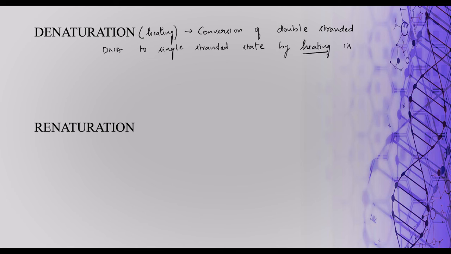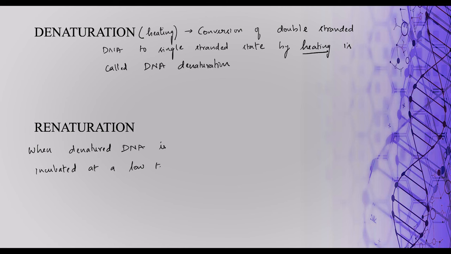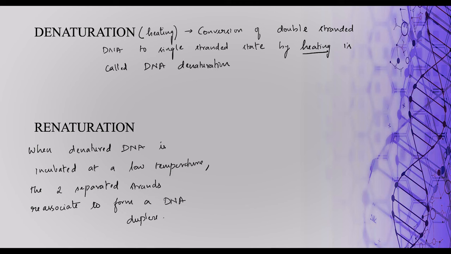This important word is called DNA denaturation. Coming to renaturation, it can be done by incubating at low temperature. The renaturation definition is: when the denatured DNA is incubated at a low temperature, the separated strands can be rejoined. The two separated strands reassociate to form a DNA duplex. So this is called renaturation.